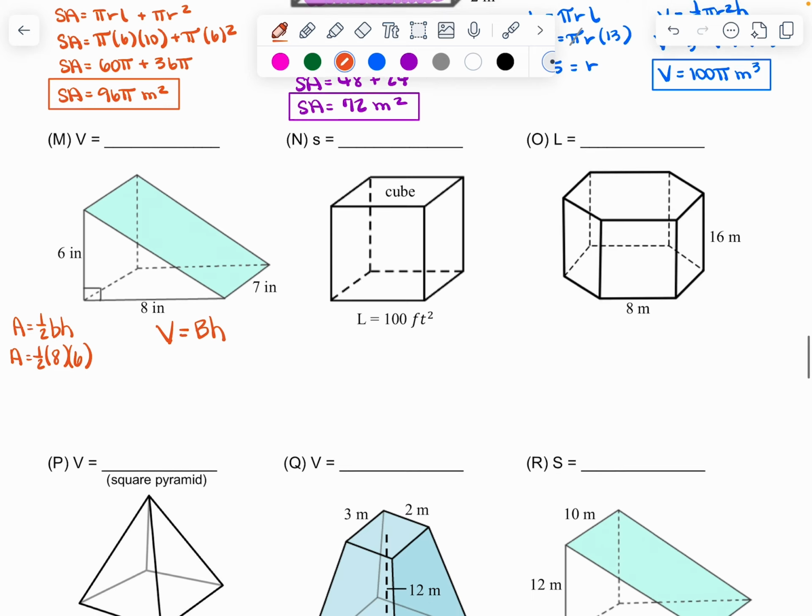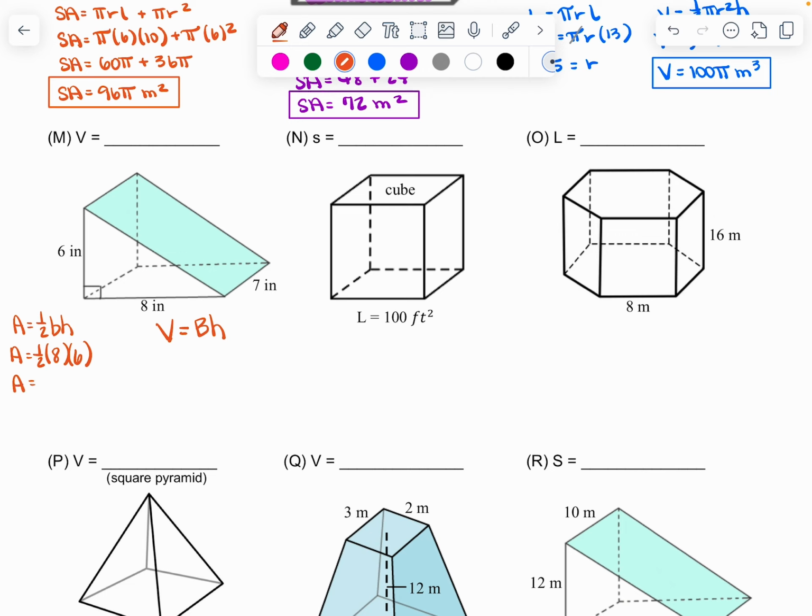So that's just 1/2 base times height, and you're given the base and the height because those are the two legs that create the right angle, right? So the base is 8 and the height is 6, or vice versa. It really doesn't matter. And so that's going to give me an area of 24 for my triangle bases. So that means I'm just going to plug a 24 in for the capital B. And then, of course, the 7 is the height of the prism because that's the distance from base to base. And I just throw that in my calculator, 24 times 7, and I'm going to get 168 cubic inches.